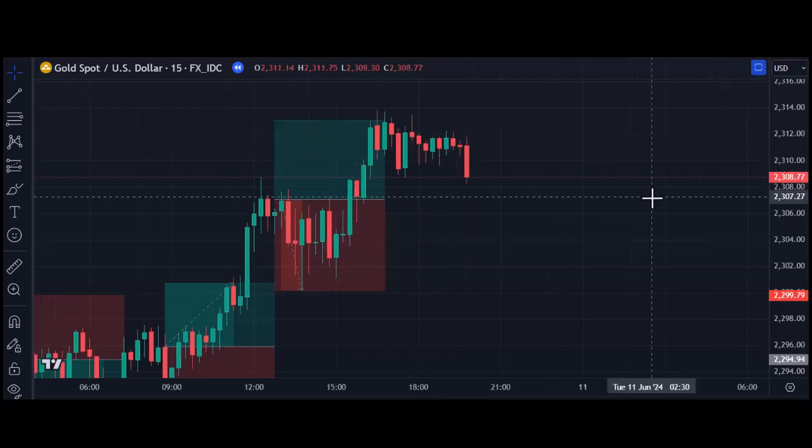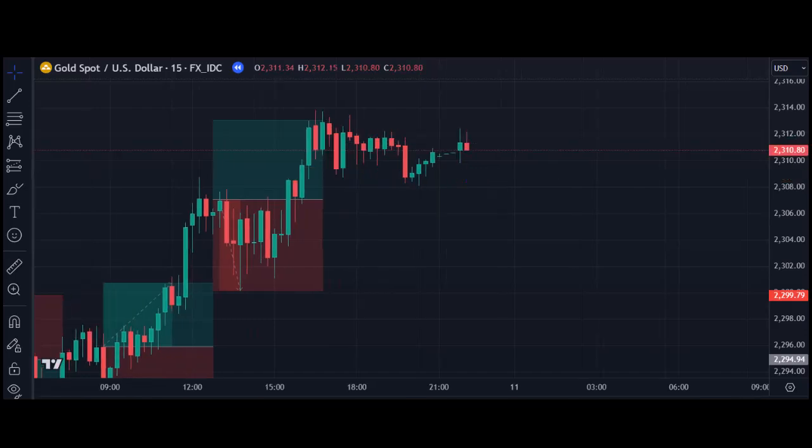The bears might be taking over because the structure is broken. Okay, so the structure is broken because we've seen an impulse here, and we've seen an impulse, we've seen a correction, and now it comes down to break here. So what do we do now? We'll be waiting to see what happens, because that might be a beginning of a sell setup.